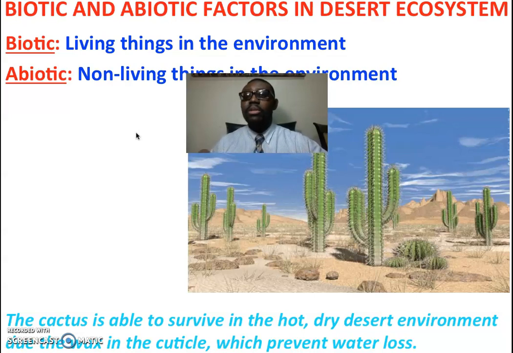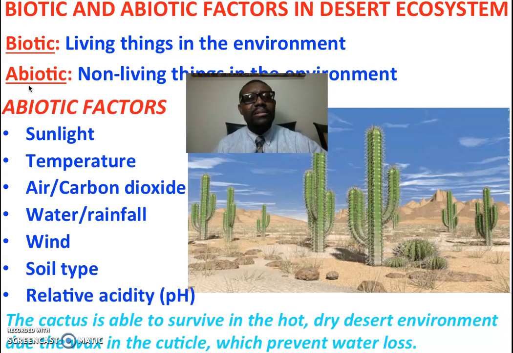On the other hand, when we talk about abiotic factors, it means the non-living things in the environment. And the non-living things in the environment include sunlight, temperature, air or carbon dioxide, water or rainfall, the wind, the soil, the relative acidity. All these factors are the abiotic factors of the environment. Okay? These are the abiotic factors of the environment.